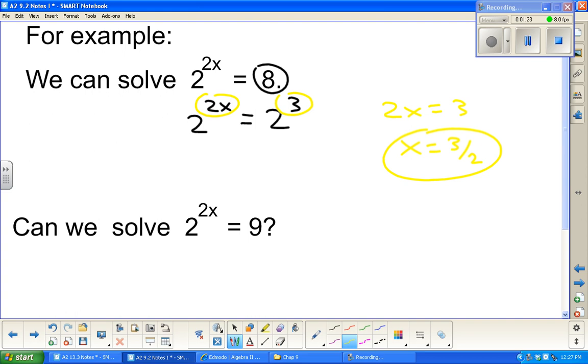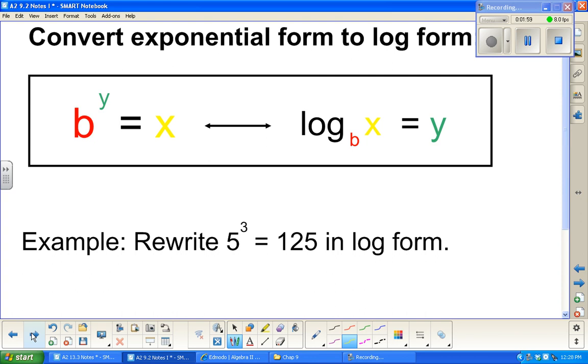Okay, now what if it was like the one on the bottom? 2 to the 2x equals 9. I can't write 9 as 2 to some power. The reason is probably that it's some crazy decimal that I'm just not thinking of, and most people don't do that stuff in their head. So there's going to be a way to do this, but it's not going to be the same method. It's going to be using this new idea of logs. Okay, so let's take a look at how those help us, what they do for us, and we'll do a few.